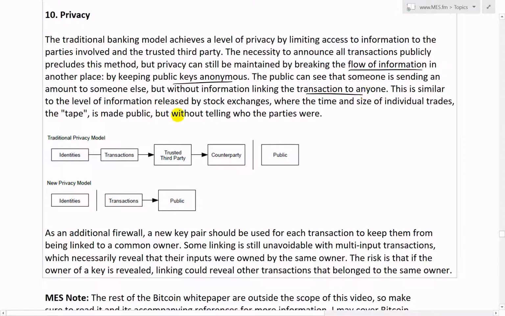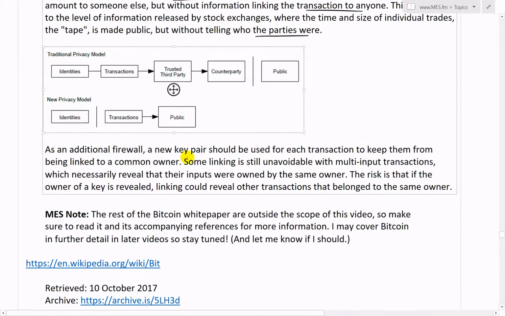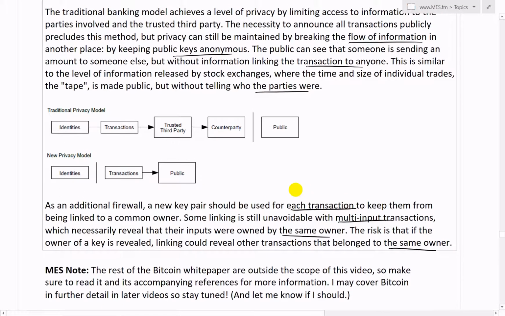This is similar to the level of information released by stock exchanges, where the time and size of individual trades, or the tape, is made public, but without telling them who the parties are, but you can still backtrace that. As an additional firewall, a new key pair should be used for each transaction to keep them from being linked to a common owner. Some linking is still unavoidable, with multi-input transactions would necessarily reveal that their inputs were owned by the same owner, so you can still trace it back if you do your homework. The risk is that if the owner of a key is revealed, linking could reveal other transactions that belong to the same owner. Be very interesting to find it.